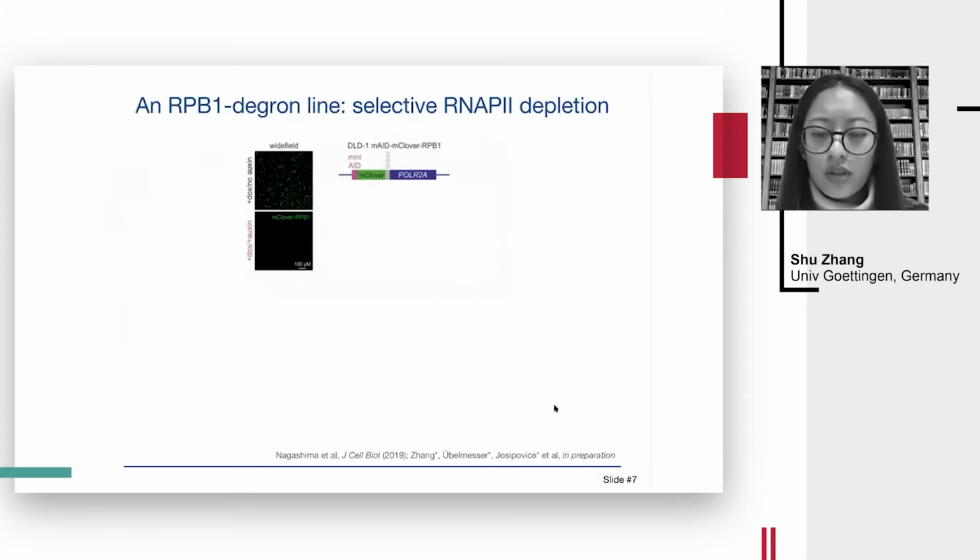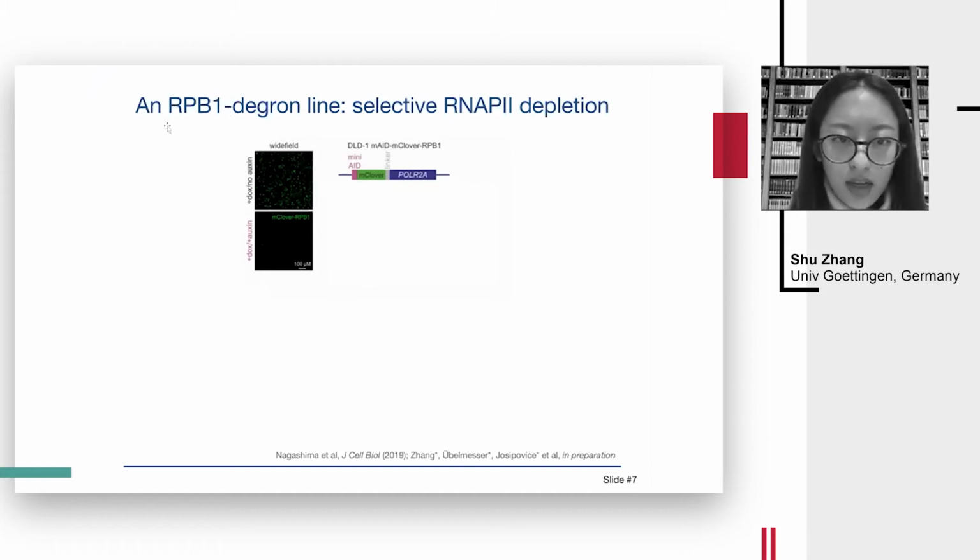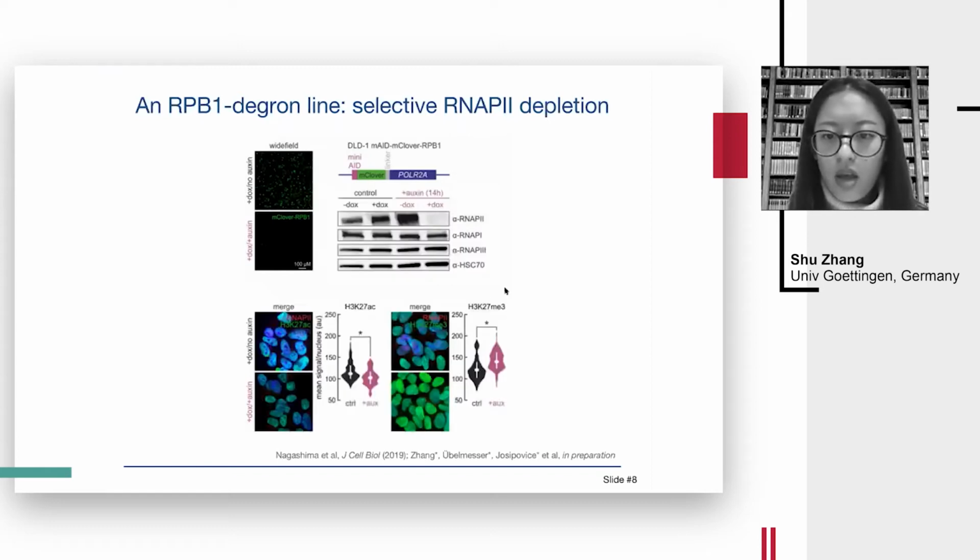To answer these questions, we received as a gift a human cancer cell line, DLD1, from the Mishima lab in Japan. It can inducibly and reversibly degrade the largest subunit of RNA polymerase II, RPB1, by adding auxin. Nadine Benmansa did the experiment. We checked the degradation by Western blot and immunofluorescence.